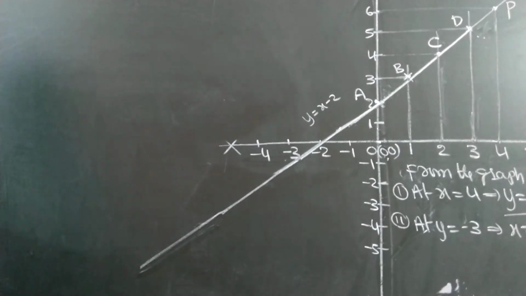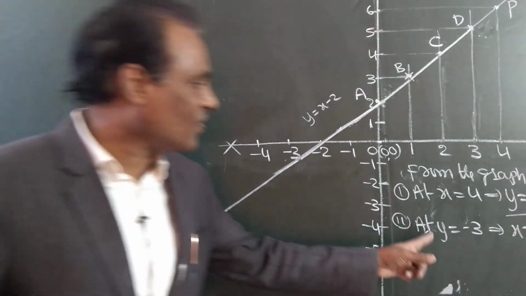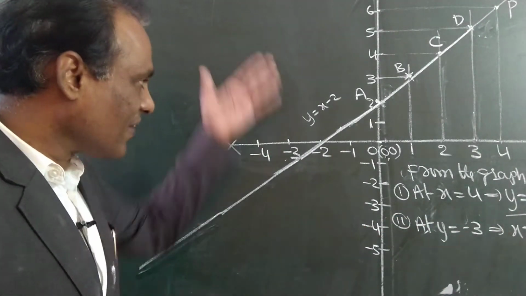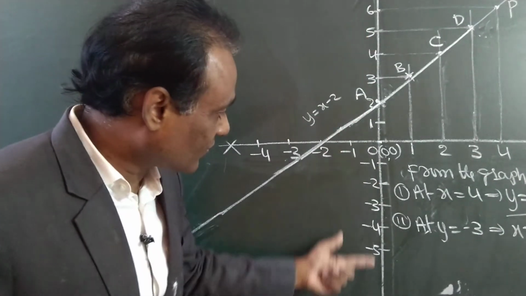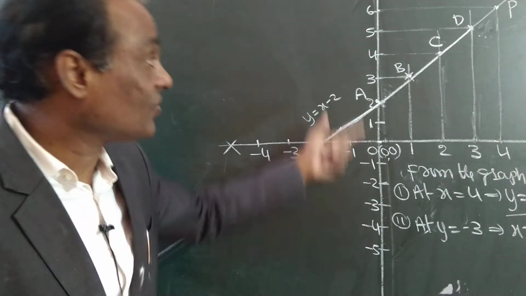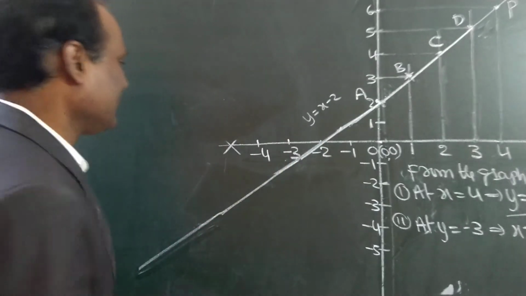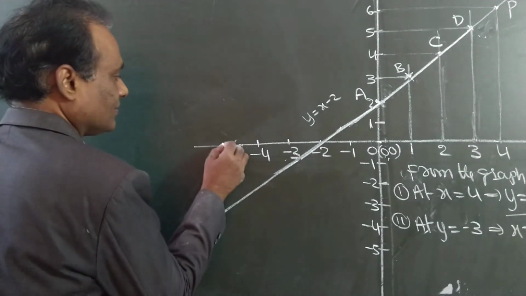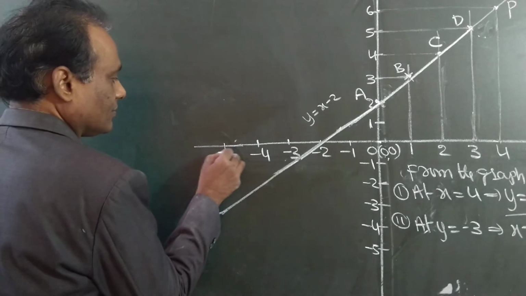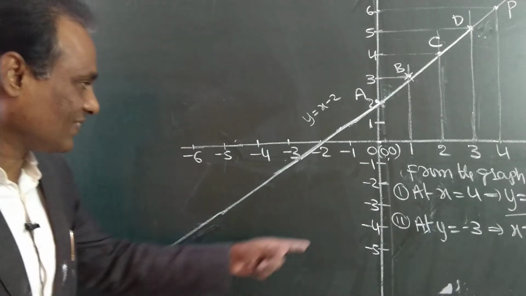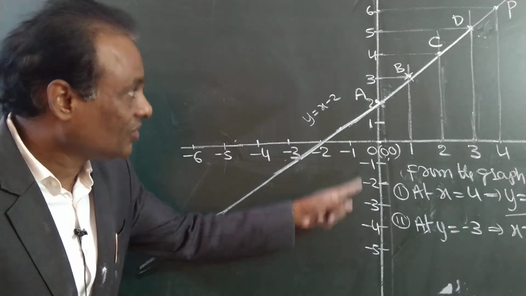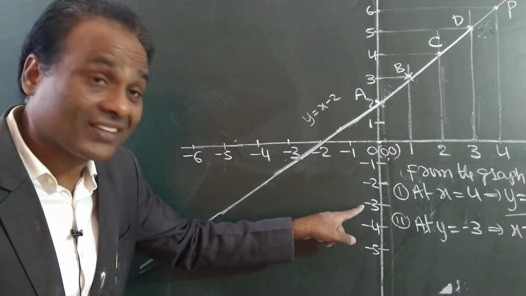Now the second question is, when y is minus 3, where is the y minus 3? Y minus 3. So this is the y axis, y minus 3. Y value minus 3.